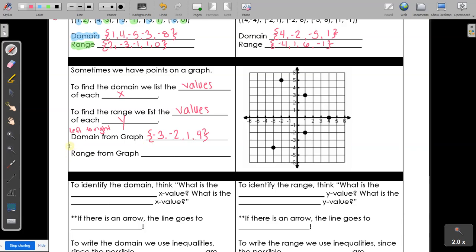And then for the range, we're going to go from the bottom to the top. So start at the bottom and go all the way to the top. Now we're going to look at the y values. This point's y value is -4. Now if we go up, this point's y value is -2. We go up, this point's y value is 0. Next point, its y value is 3. And our last point's y value is 5, in squiggly brackets.